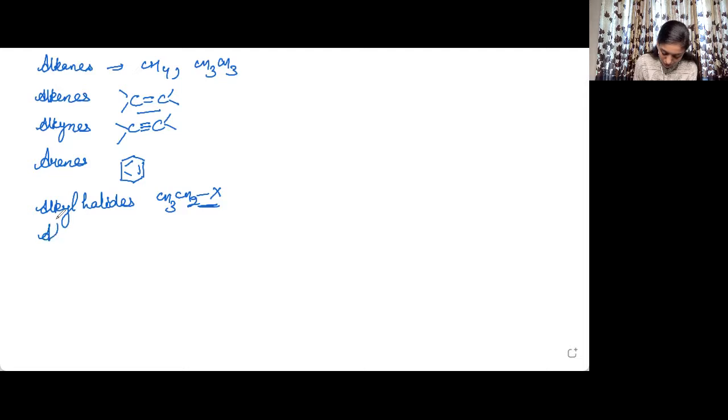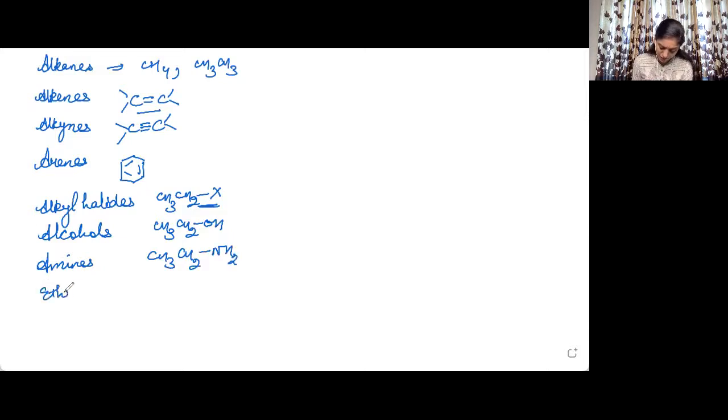Then we have alcohols. In case of alcohols, the functional group is OH. In case of amines, the functional group is NH2. Then ethers are there. Here we can have this kind of structure. On two sides of oxygen, there are alkyl groups. So this is the functional group. The functional group in case of ethers is this one. Here it is X. Here it is OH. Here it is NH2.